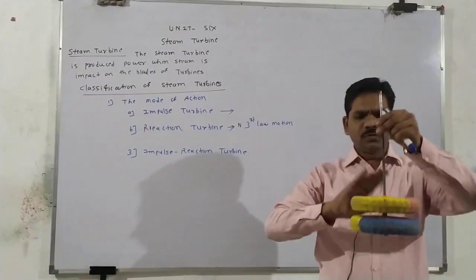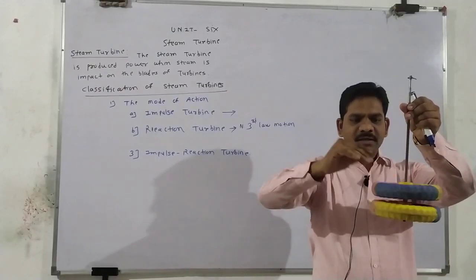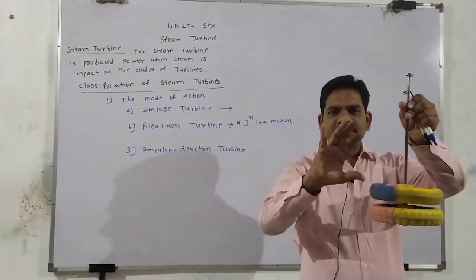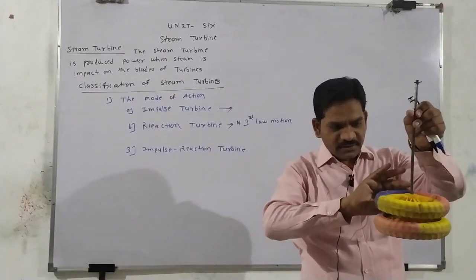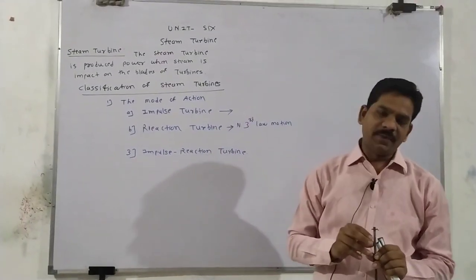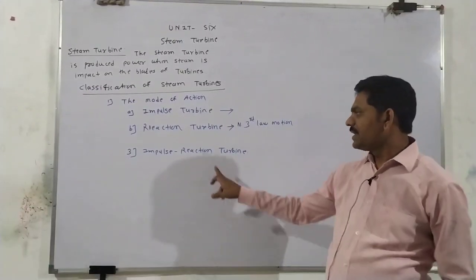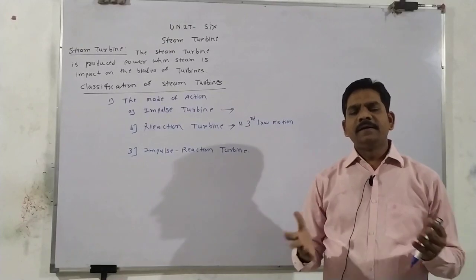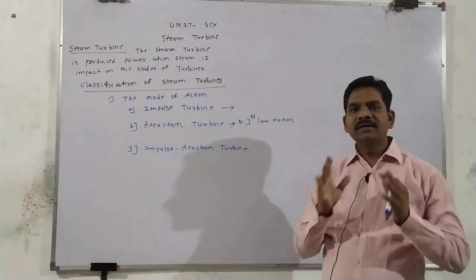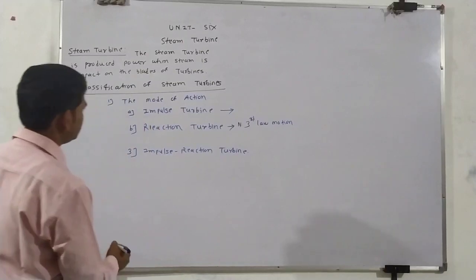Suppose this is the turbine. Whenever the steam enters a reaction turbine, the pressure changes between inlet and outlet, and because of this change of pressure, because of this reaction, the turbine starts to rotate. That's why it is called the reaction turbine, by the principle of Newton's third law. And the last one is the impulse reaction turbine, which is operated using both the principles of impulse as well as reaction.